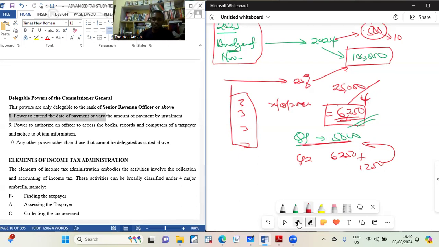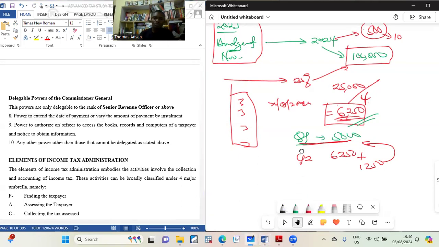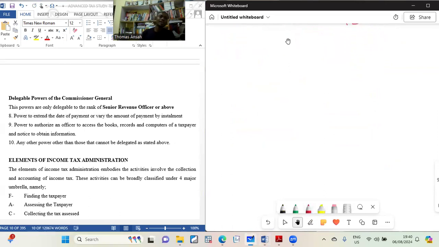So ladies and gentlemen, that brings us to the functions of the Commissioner General, the governance aspect of the Revenue Administration Act. All right, so that is that.